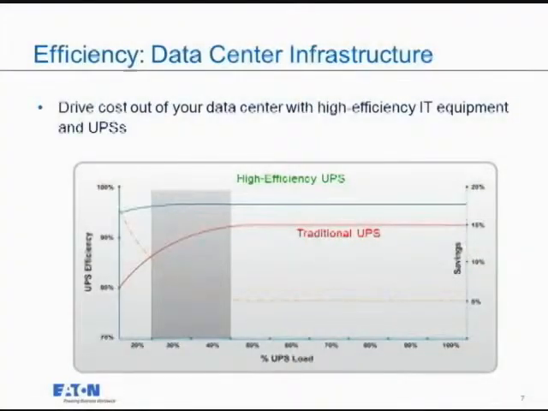And really, what's driving this? I want you to draw attention to the red line here. The red line is actually the efficiency of a traditional type of UPS. Very important at 100% load, and that's what all the specs refer to, and that's what we all refer to. At 100% load, we're looking at around 92, 93% efficiency.